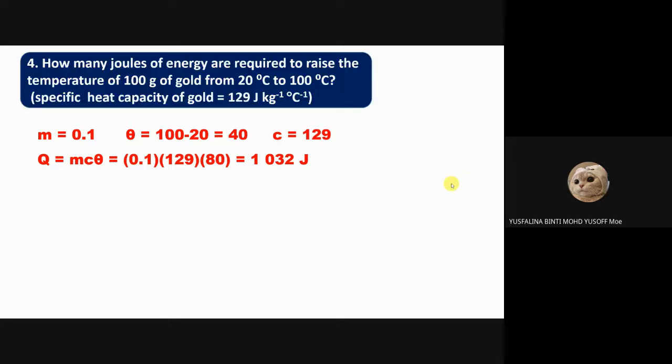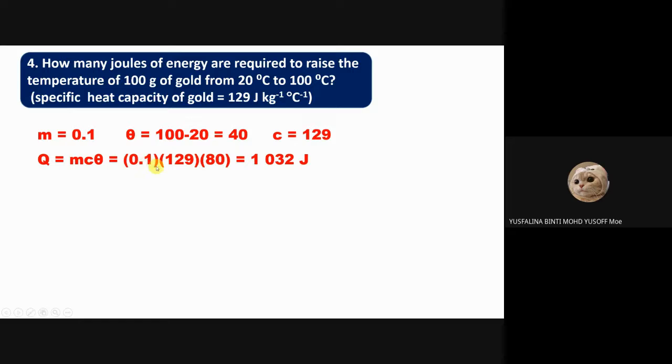For this one, how many joules of energy are required to raise the temperature of 100 gram of coal from 20 degrees Celsius to 100 degrees Celsius? Same formula, but remember the mass here is in gram, so you have to change to kg, because the gold here also uses kg. So you need to change to kg so it becomes the same. Then after that you can use the formula.